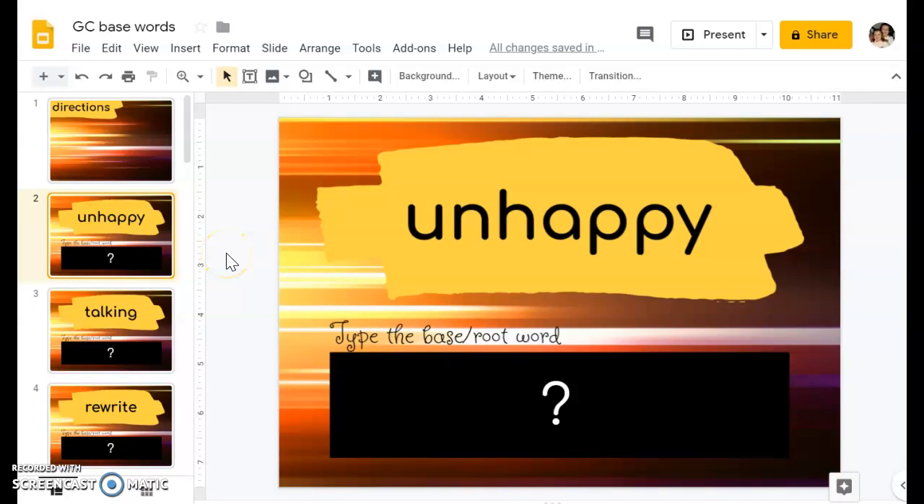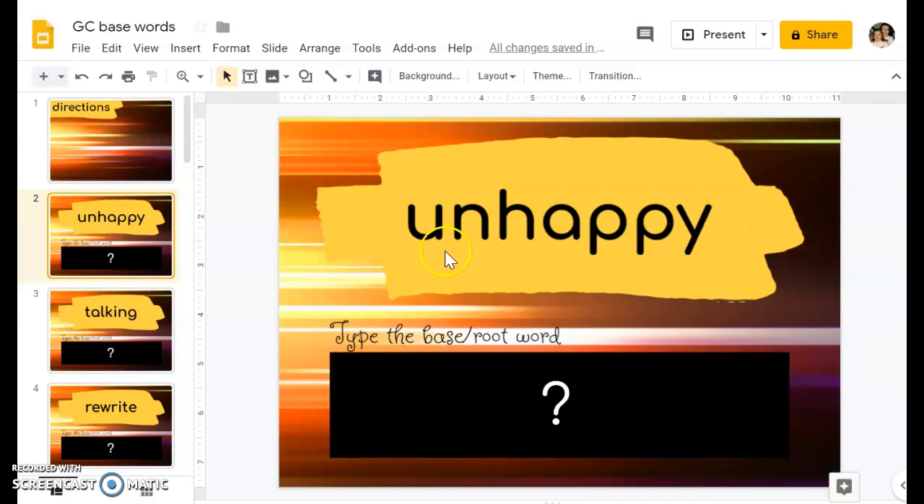Today we're working with base words, and base words are words inside of another word that has a prefix or a suffix or sometimes even both. So you have a word on each screen, and then down below you're going to have to type the base word or the word without the prefix, the suffix, or a prefix and suffix.